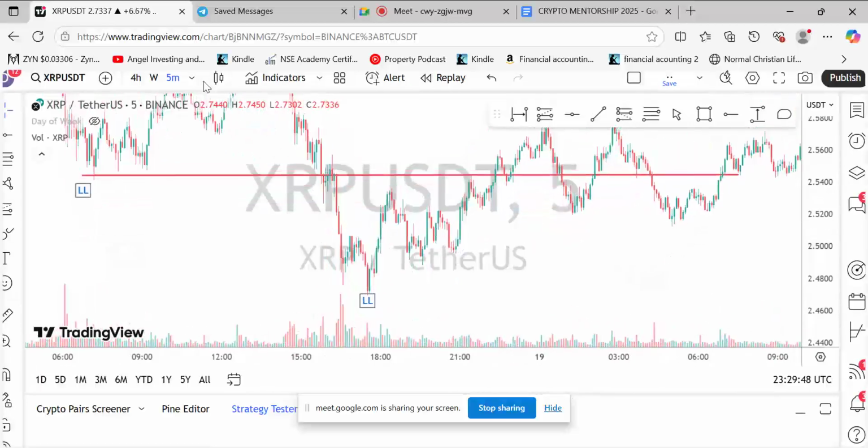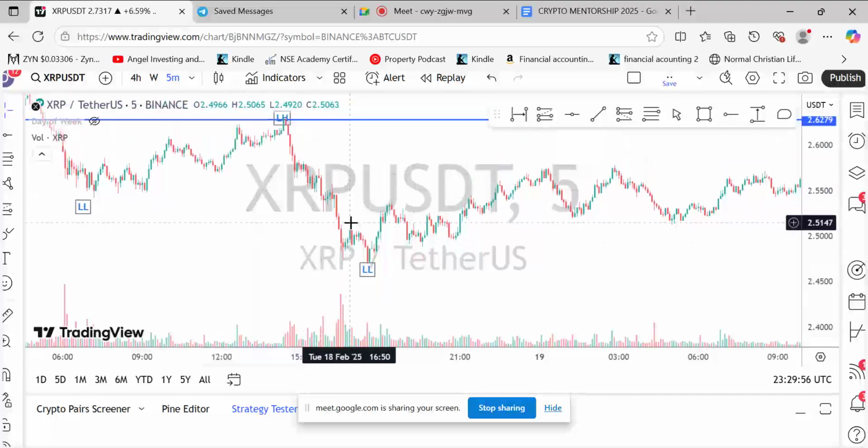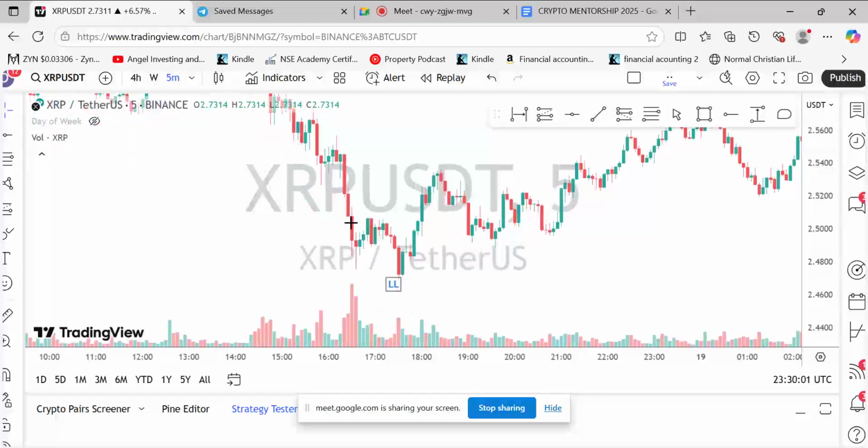Okay, so now you will see that. So I'm going to remove this one. So you will see that in the 5 minutes chart, this was our lowest low on the 5 minutes chart. Okay, and then this was our last lower high on the 5 minutes. This was our last lower high on the 5 minutes chart. So you put your line here.